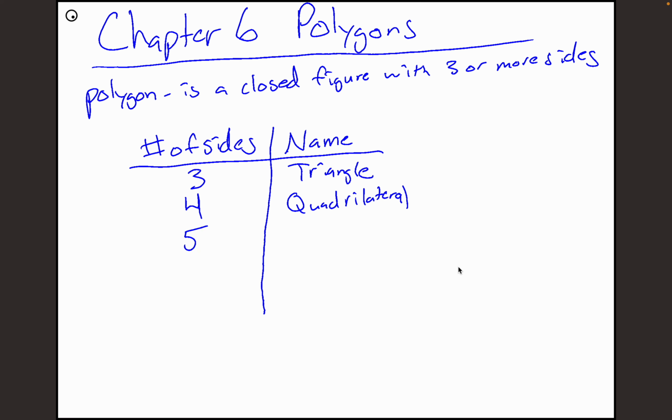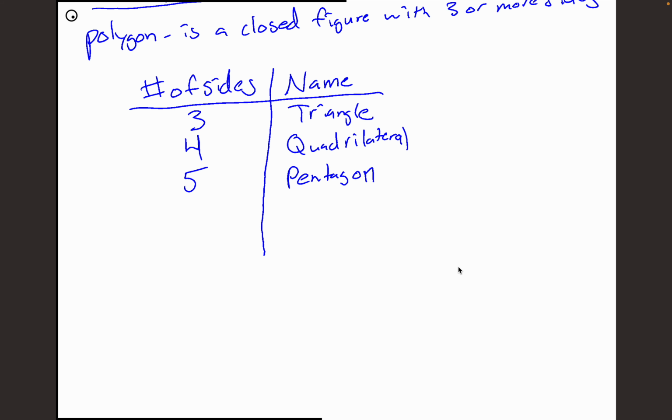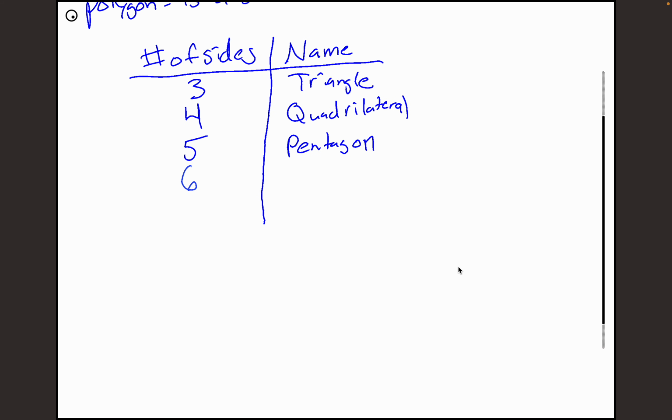What about a 5-sided shape? You need to write this down, like I said. Anyone know what a 5-sided shape is? It's a pentagon. Okay, I'm going to move up a little bit so we can get all these down. Now, what about a 6-sided shape? This is a hexagon.